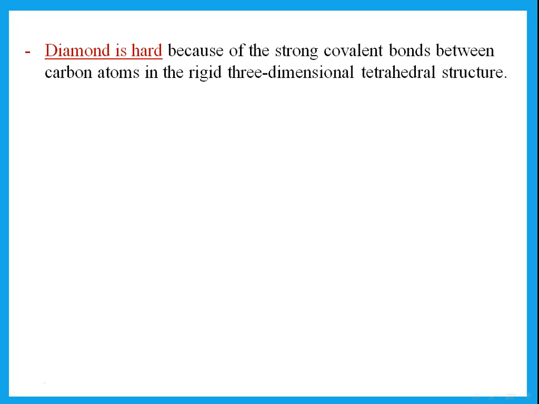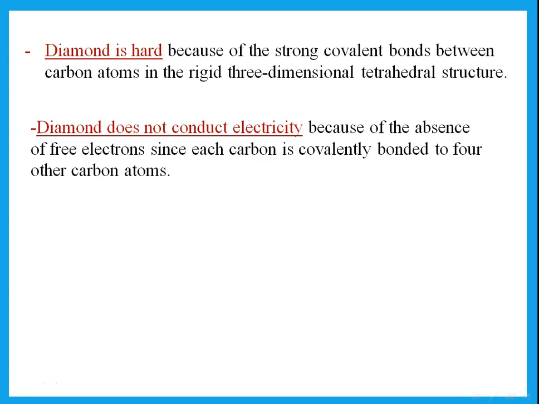And because of this kind of structure, diamond is hard. Diamond is one of the hardest substances that you can find. We actually use it to cut glass because it is very hard. Now, why is it hard? Because of the strong covalent bonds between the carbon atoms in the rigid three-dimensional tetrahedral structure.